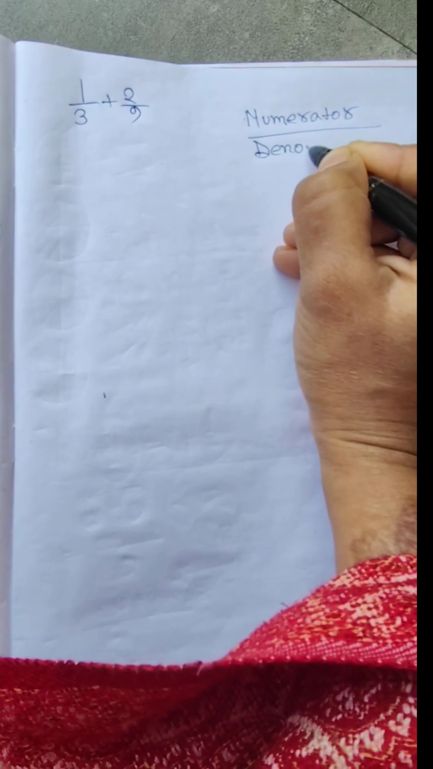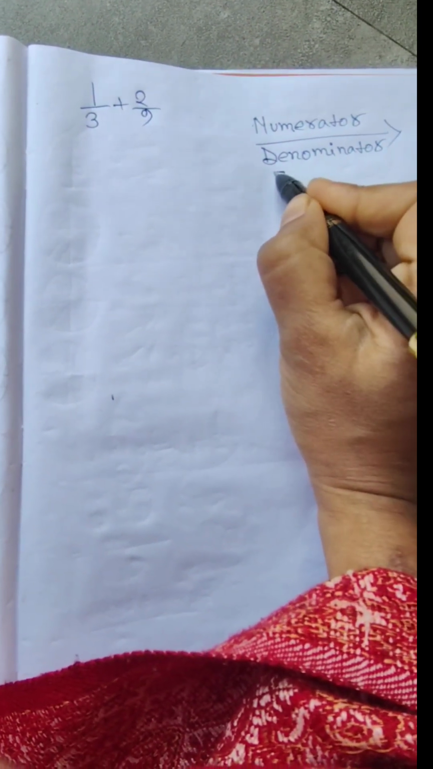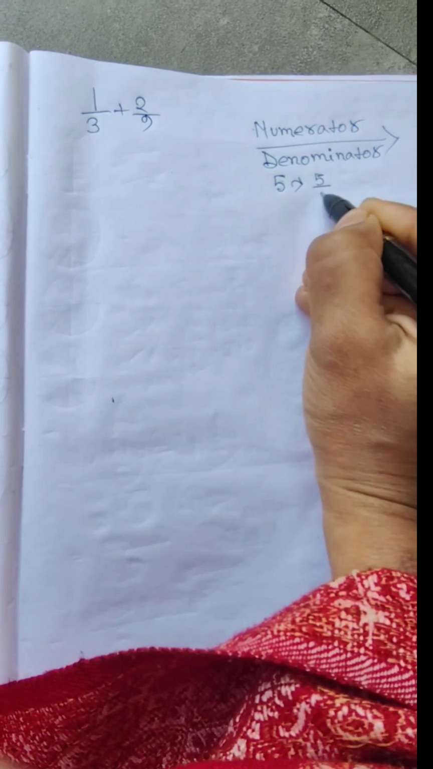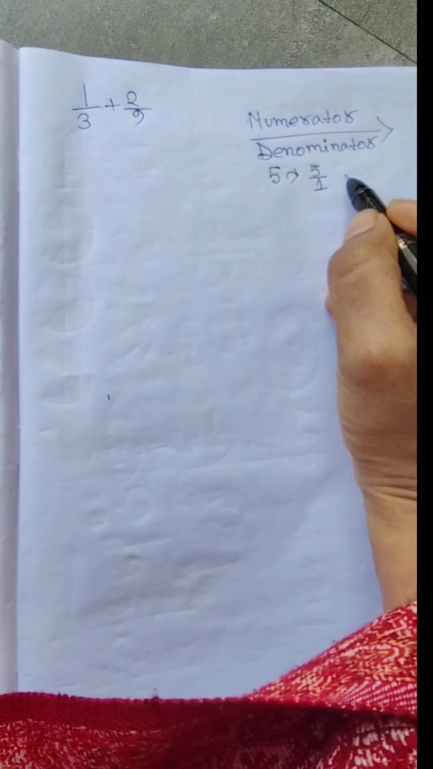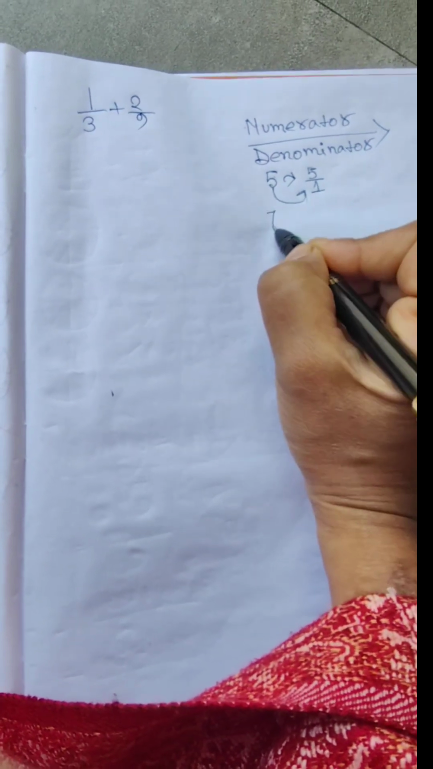So now, what is a fraction? A fraction simply means numerator divided by denominator. So for example, if I say write 5 as a fraction, we can write 5 divided by 1 because when you multiply or divide any number by 1, the number stays the same. So 5 is 5 divided by 1. You can write 7 as a fraction, 7 divided by 1.